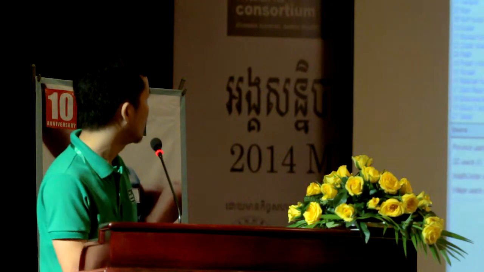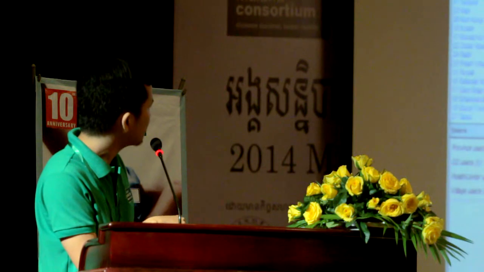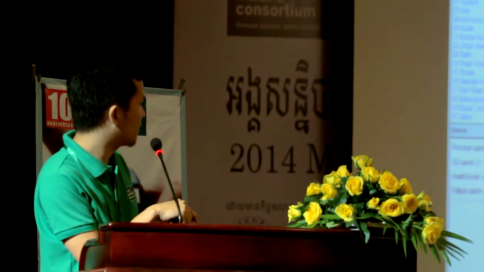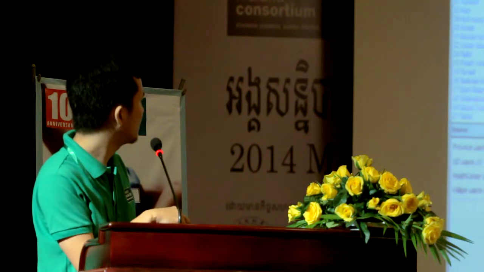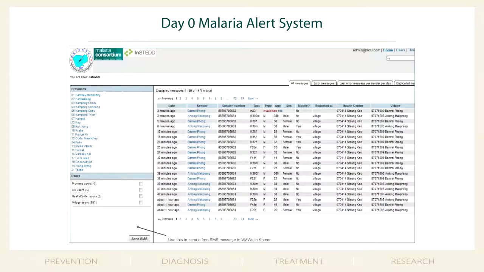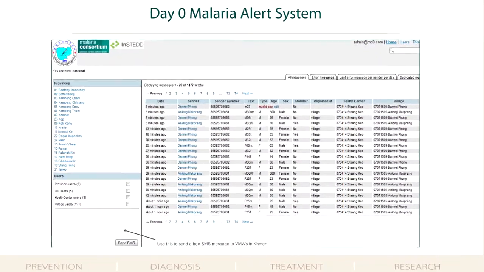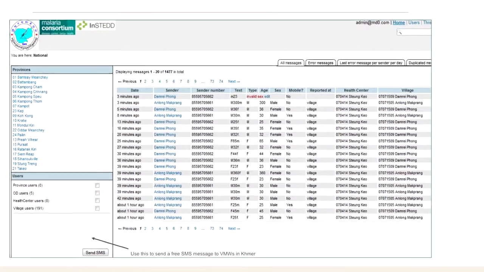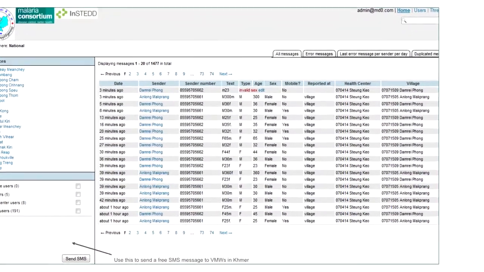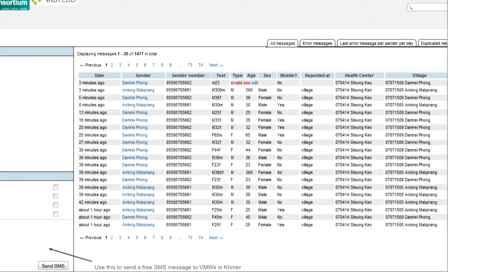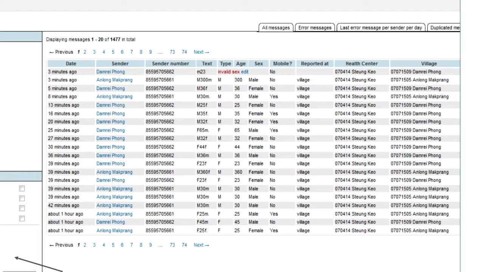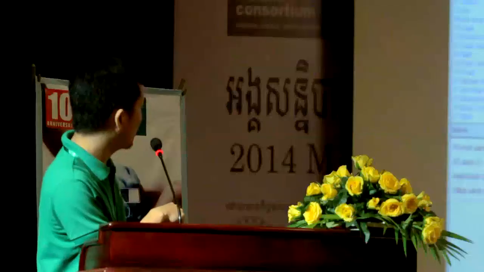So this is the user interface of our system. When the sender sends to our system, it looks like this. We have the date the SMS was received, and we know the sender, the number of the sender, and the information that we mentioned previously. And this system is also useful here.